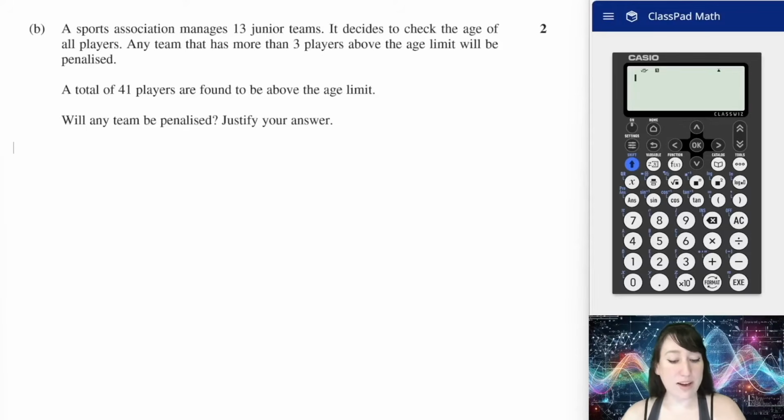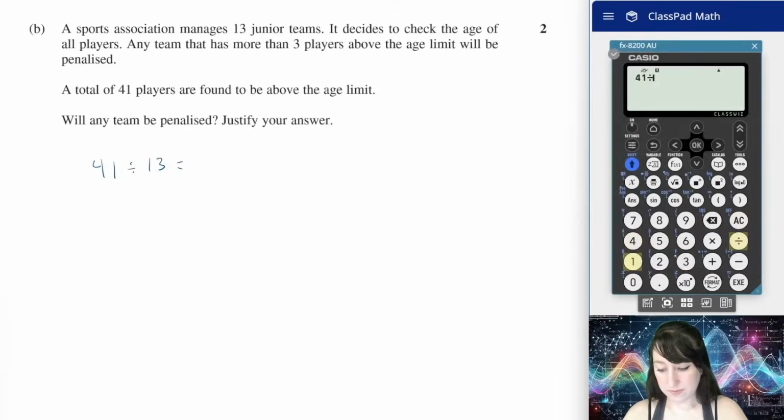Let's see what would happen if we divided 41 amongst the 13 teams. That would be 3 remainder 2. So even if we spread the over the age limit players equally as much as we could amongst those 13 teams, there would be 2 left over. Now, those 2 could go into the same team or 2 different teams. So the most we could say is that there is at least one team that would have more than 3 players over that age limit.